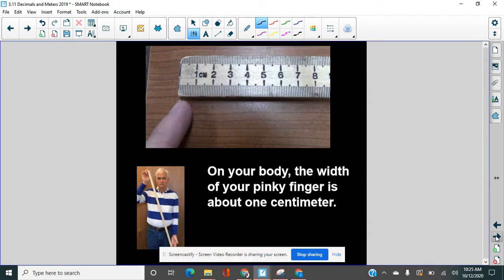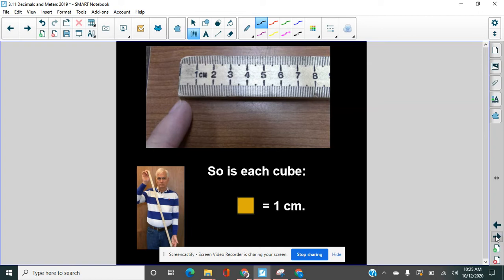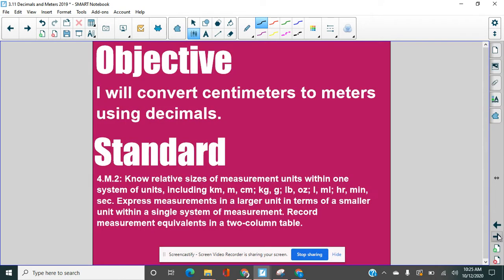On your body, if you look at your pinky finger, not how long it is, but how wide it is across your fingernail, that's usually about 1 centimeter. Okay. There's 100 centimeters in a meter. Each of our cubes that we might have, like those base 10 blocks, they are 1 centimeter long. So if we know that, here's our job today. We're going to be converting centimeters to meters and kind of back and forth, right? Meters to centimeters.